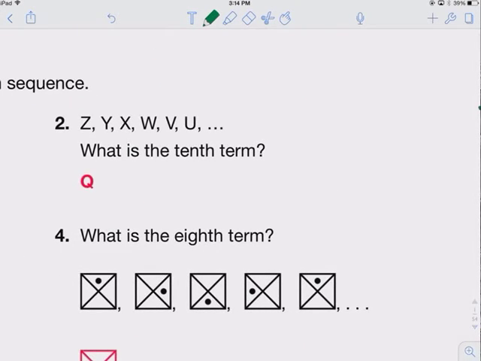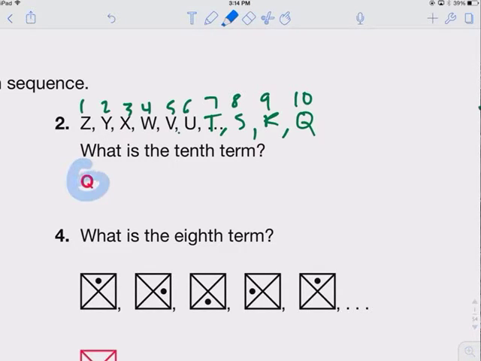So you need to go term 1, term 2, term 3, term 4, term 5, term 6. What's next? What's before U? No, R, that's S, T, U, going backwards. O, P, Q, R, S, T. Q is the 9th, 10. That's how they got Q and 10. Q is the 10th term. Do you see that?